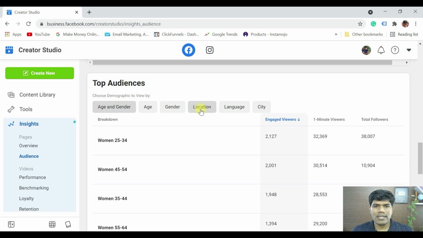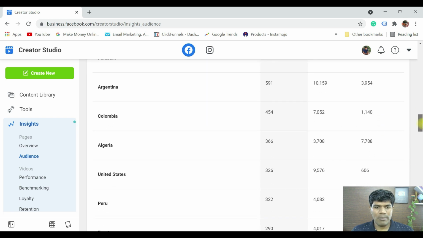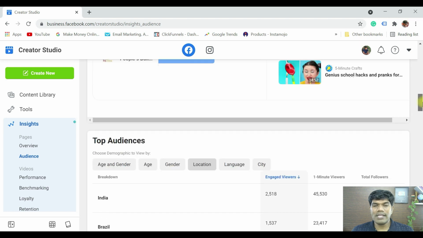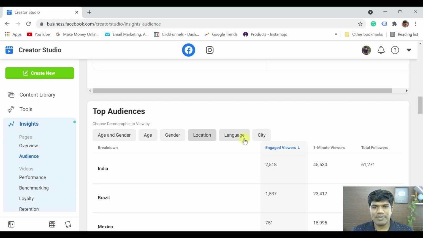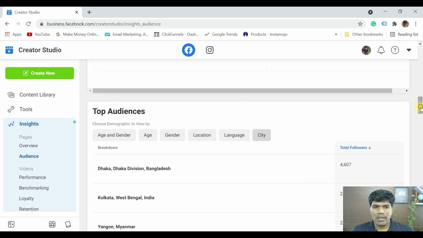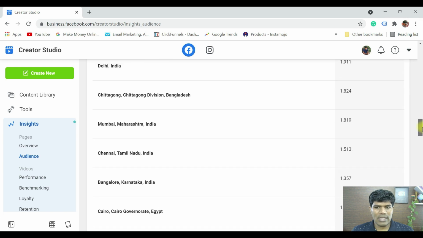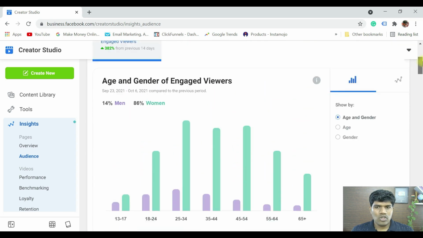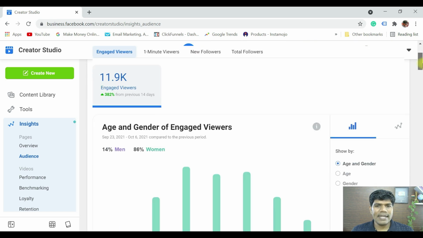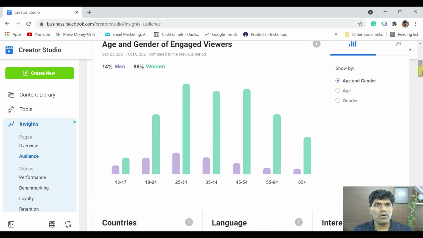Again, age, gender, location, you can also find based on location, right? So it is going to give the complete idea of the number of audience who are watching from which location as well, languages they speak, city, correct? So you can see here Dhaka, Kolkata, right? So you can get the complete details. So understand these metrics because this is really important for you to plan content for your page. Okay, it's going to be in the same niche, but you can fine tune your content.